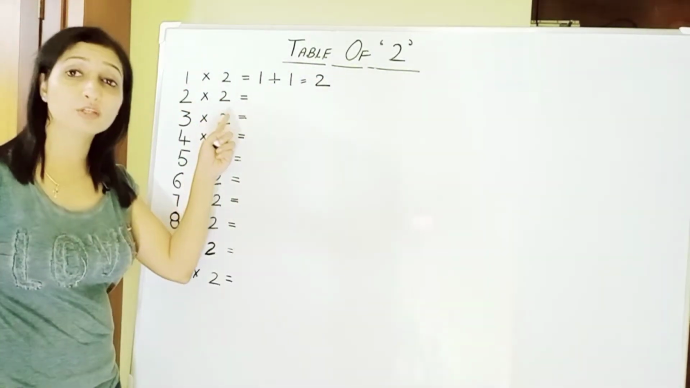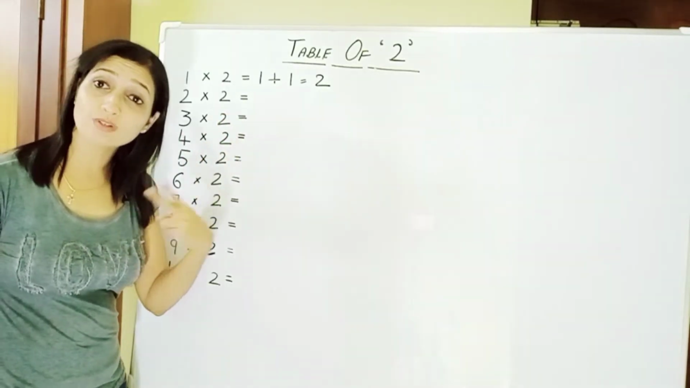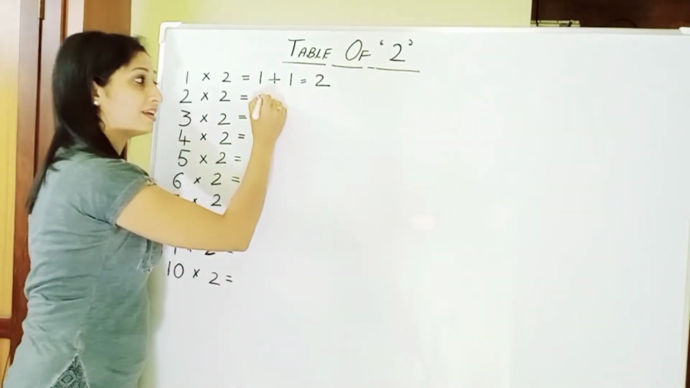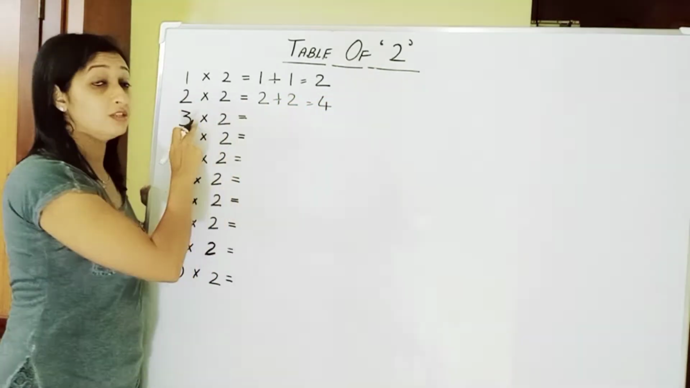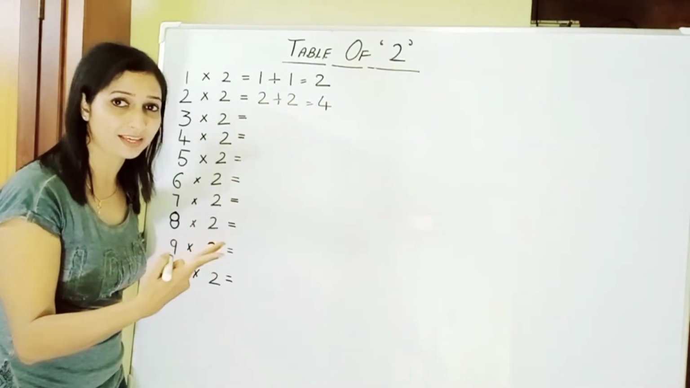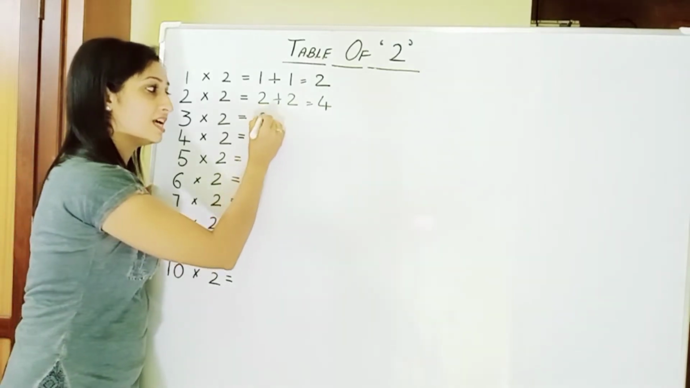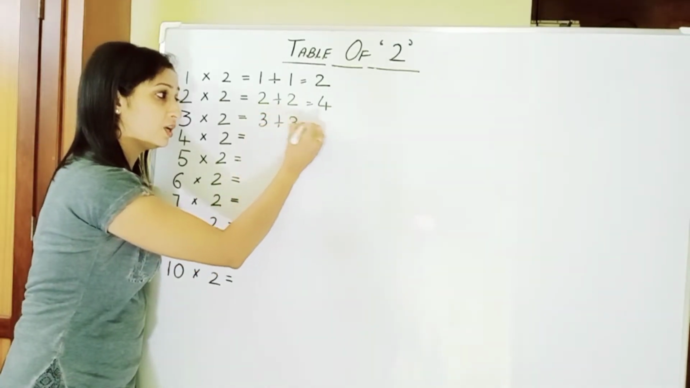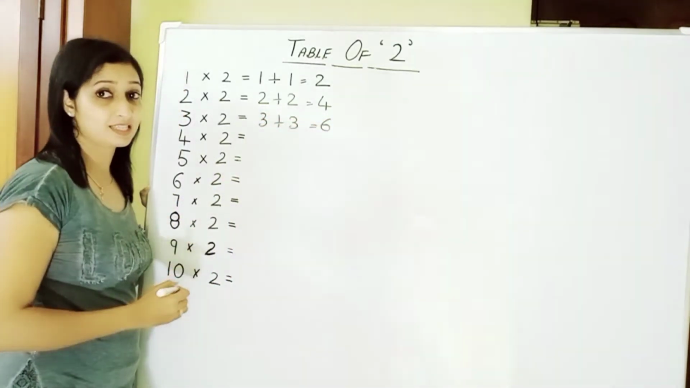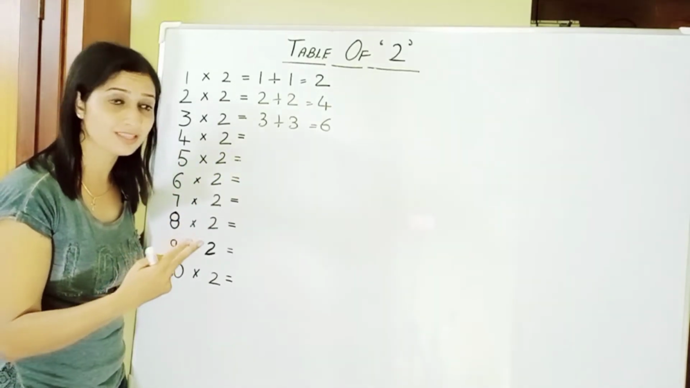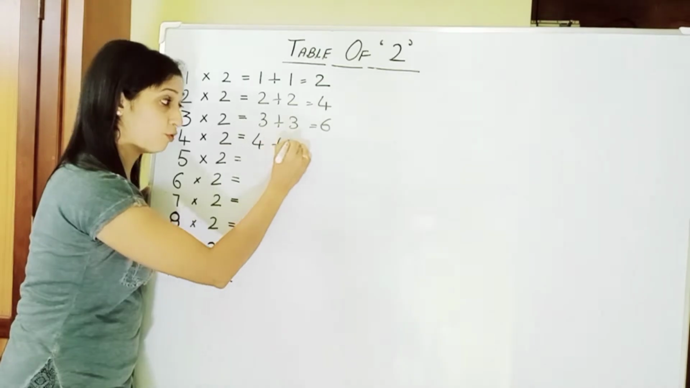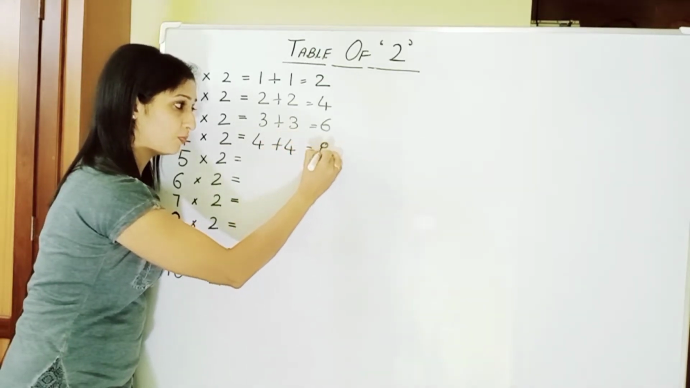Now what is 2 into 2? It is 2 times 2. So I can write 2 plus 2 equals 4. What is 3 into 2? It is 2 times 3, which is 3 plus 3, which is equal to 6. What is 4 into 2? It is 2 times 4, which is 4 plus 4, which is equal to 8.